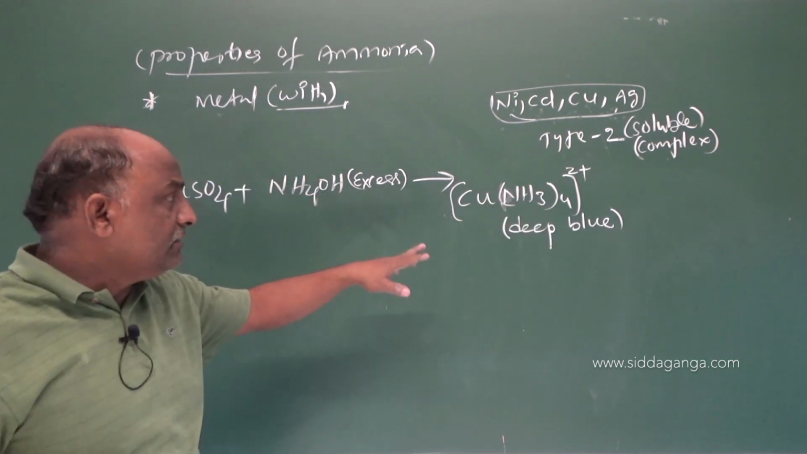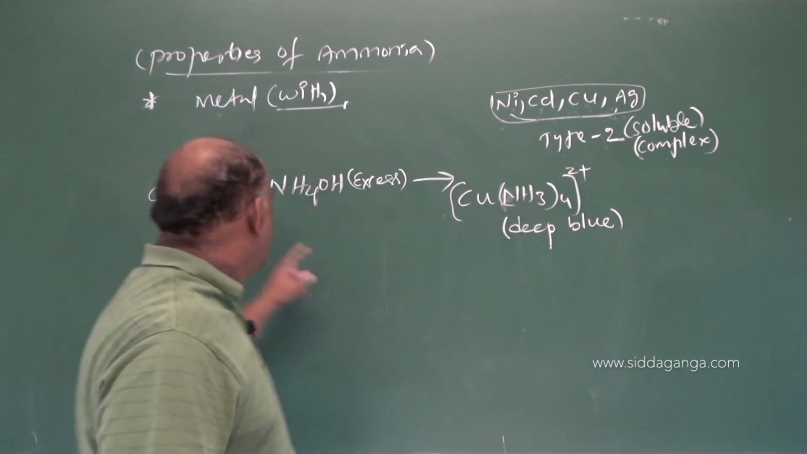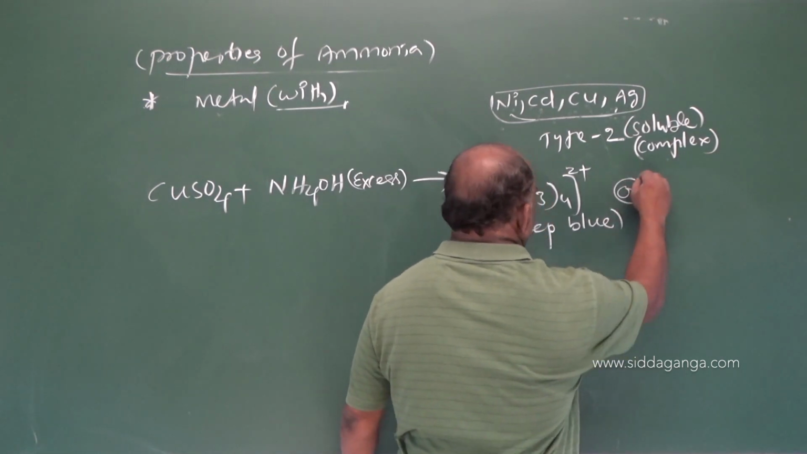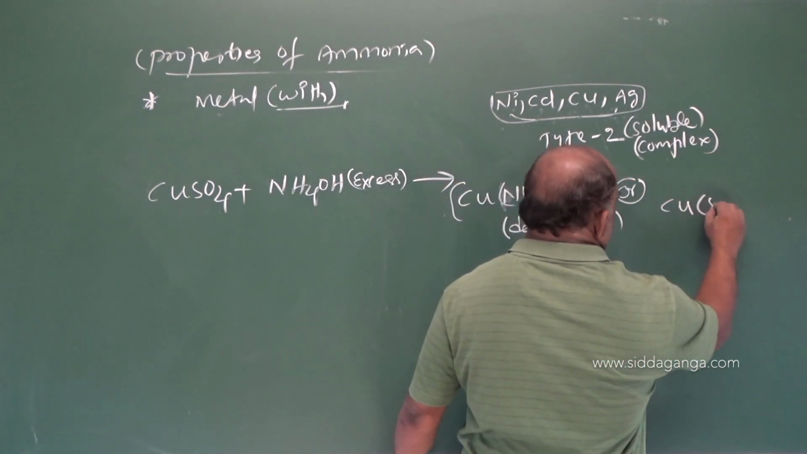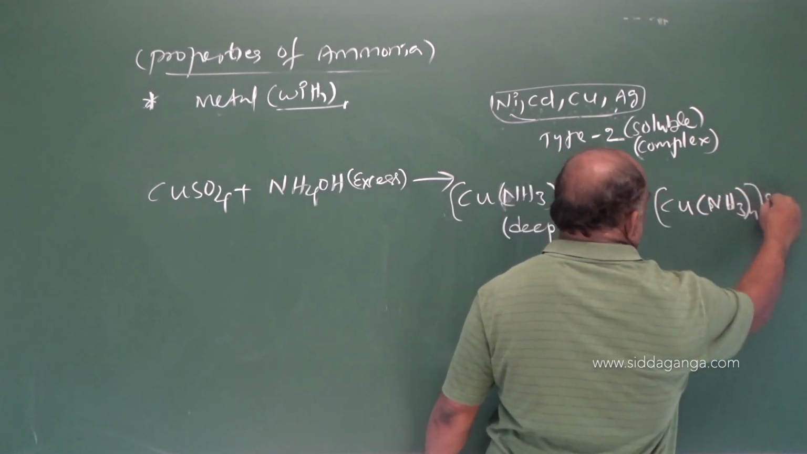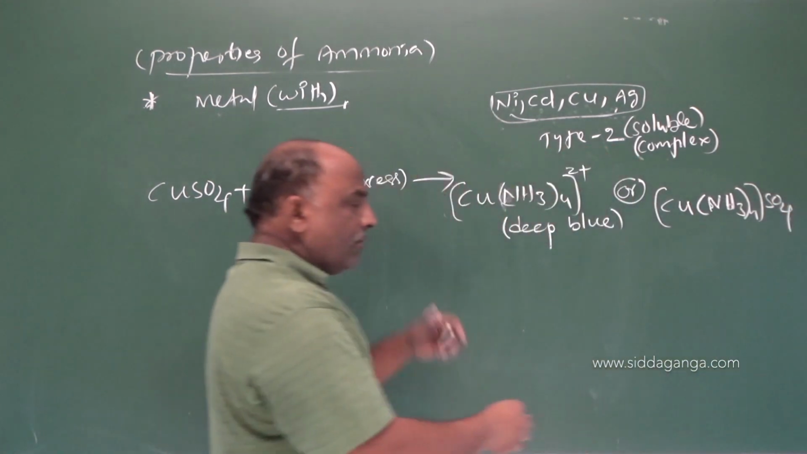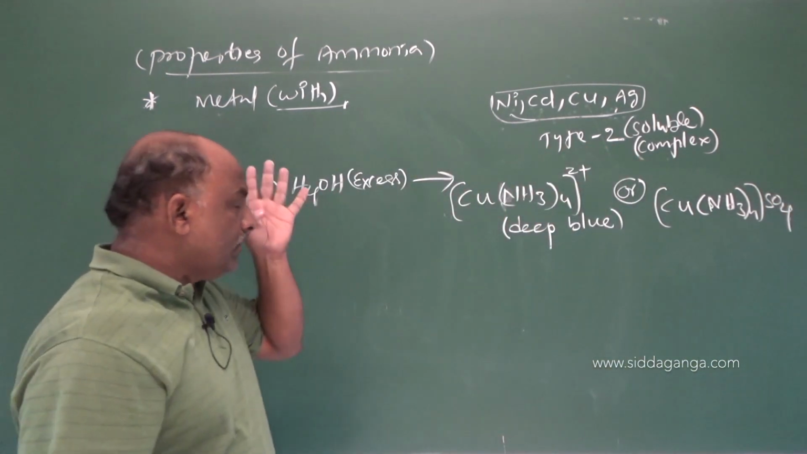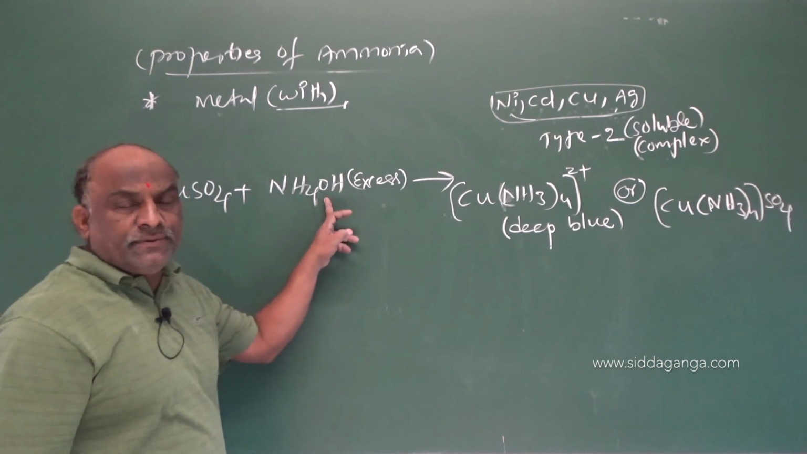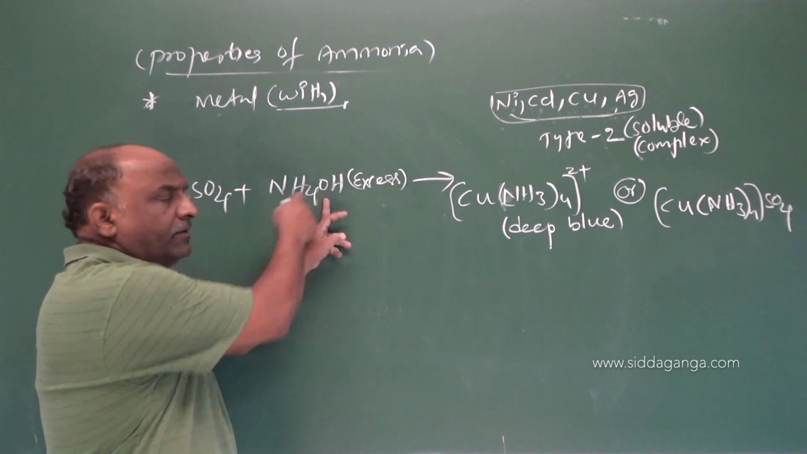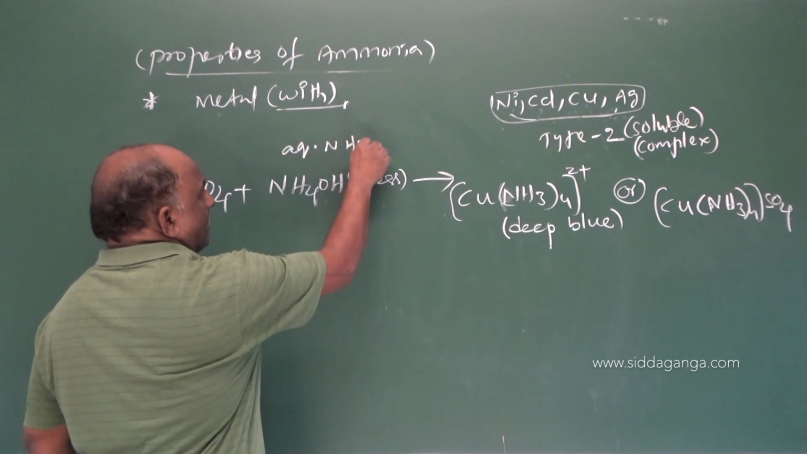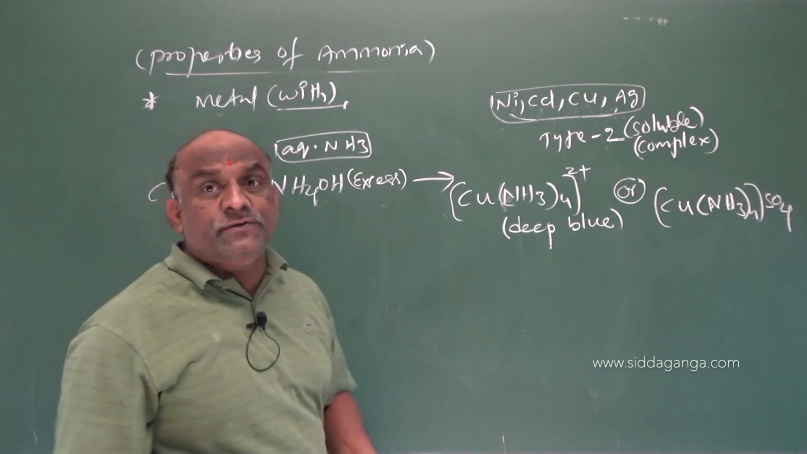Actually, for the total reaction we should write the removal of this 2+ and the addition of SO4 here, or we should write the same product as Cu(NH3)4 SO4. Then what will the compound be? Once you observe this compound, copper sulfate dissolved in aqueous ammonia. So remember my dear students, it is aqueous ammonia. Aqueous ammonia is also called NH4OH.